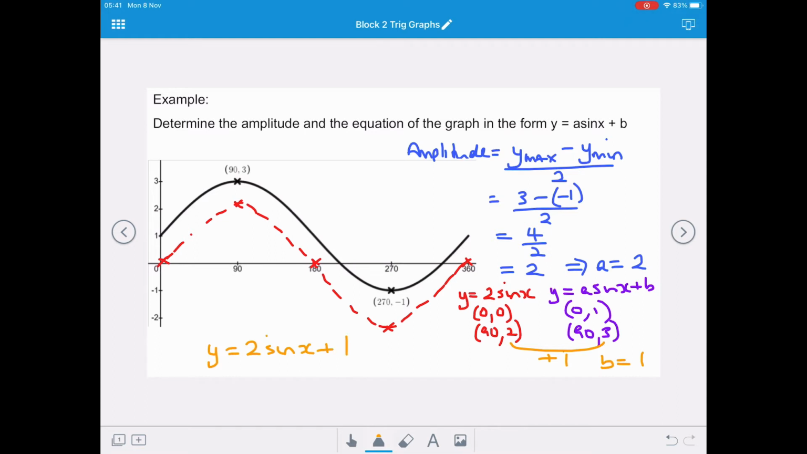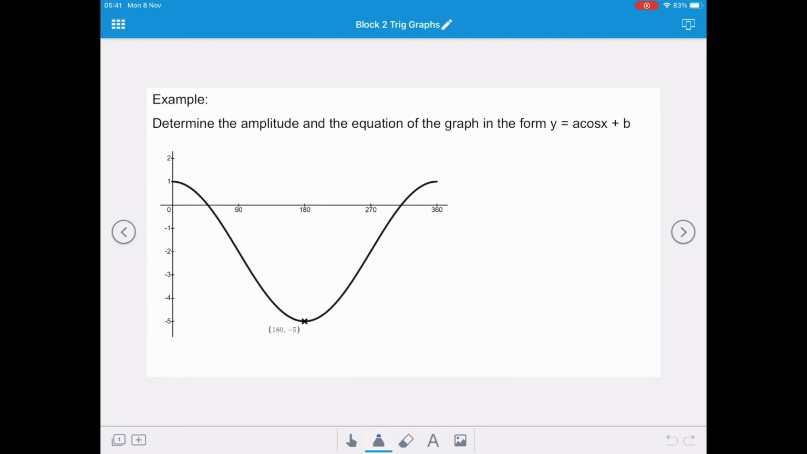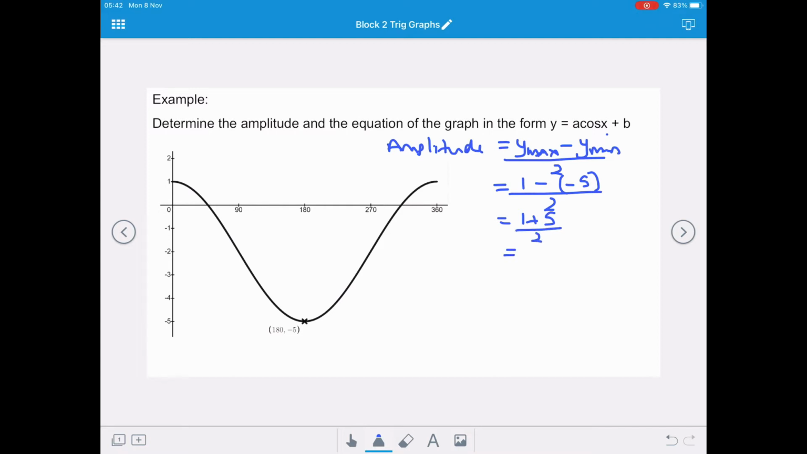Now in our next example, we want to determine the amplitude and the equation of the graph in the form y equals a cos x plus b. So again, amplitude is the difference in our y max and y min divided by 2. So we're going to write y max minus y min over 2 and replace that with our maximum value, which is 1, and we're going to subtract the minimum value, which is -5, and divide that by 2. So 1 plus 5 gives us 6 divided by 2, so our amplitude is going to give us a value of 3. And this is our a value because our a value corresponds to our amplitude.